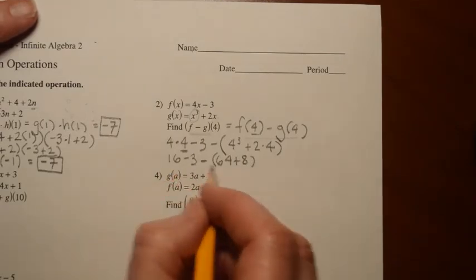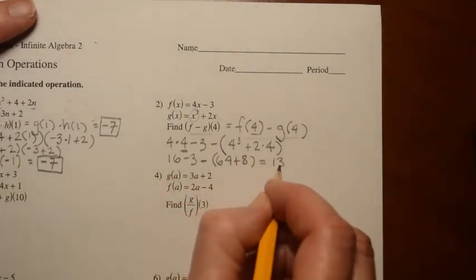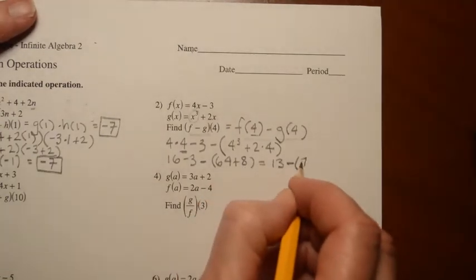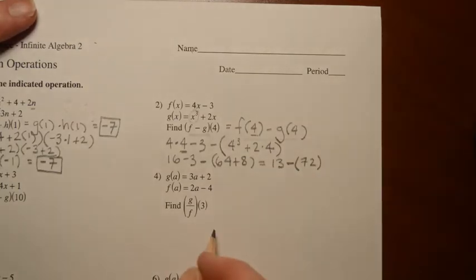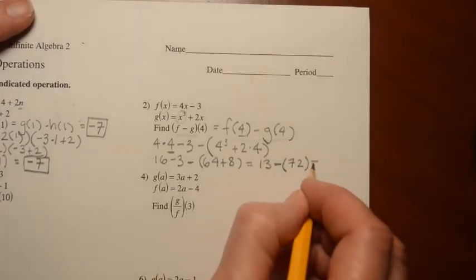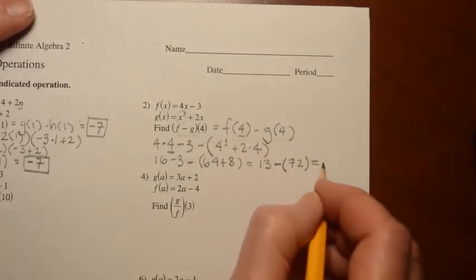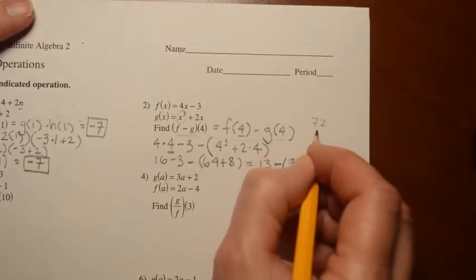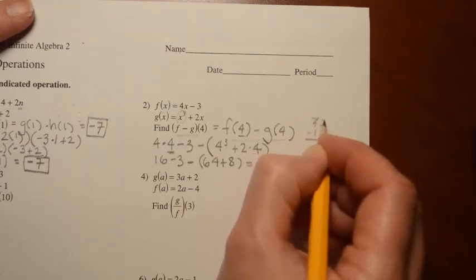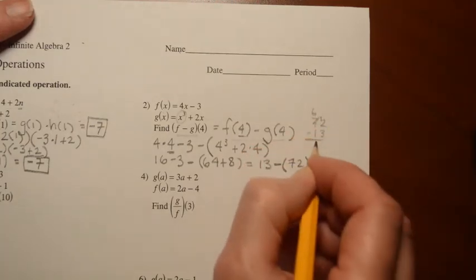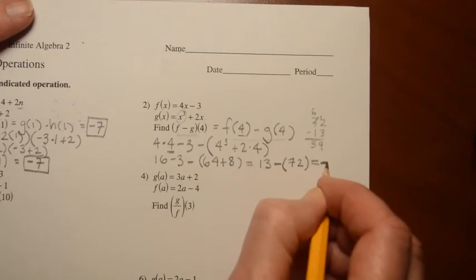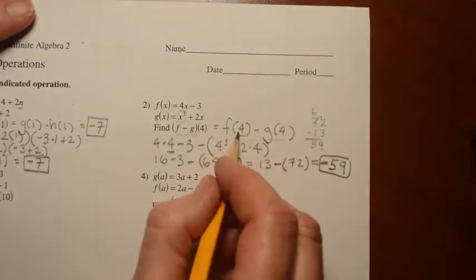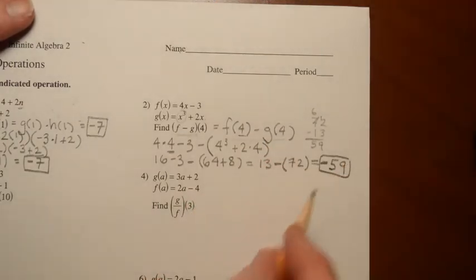All right, 16 minus 3 gives us 13 minus, let's keep simplifying here, 64 plus 8 is 72. So it's 13 minus 72, which is negative 9, 72. Sorry, not negative 9, duh. Yeah, 59. Negative 59. All right, so again, f of 4 minus g of 4 is negative 59.